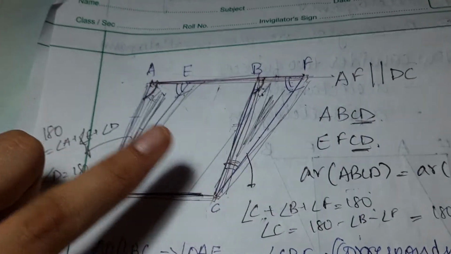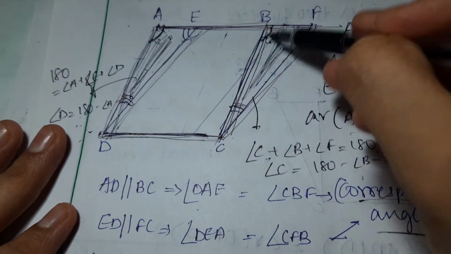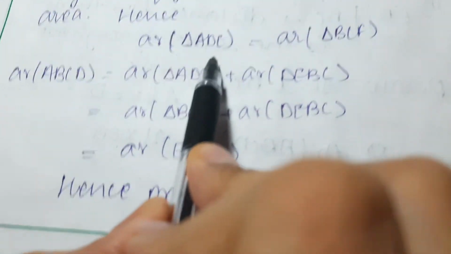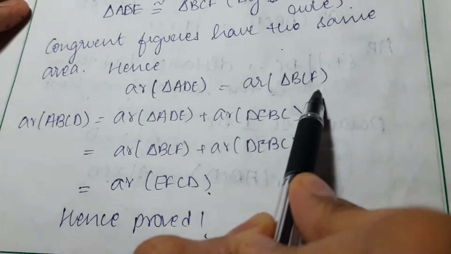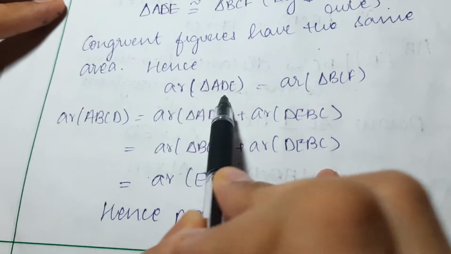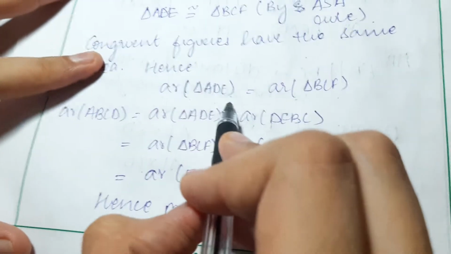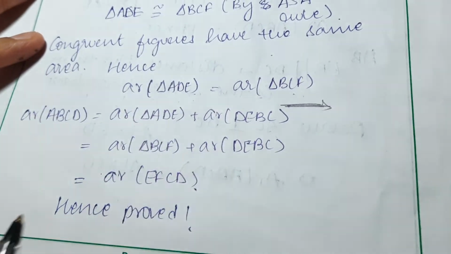So if the areas are same, that means area of this triangle is equal to area of this triangle. So let's write it a little formally. Area of ADE is equal to area of BCF. Now this much we have proved, no?